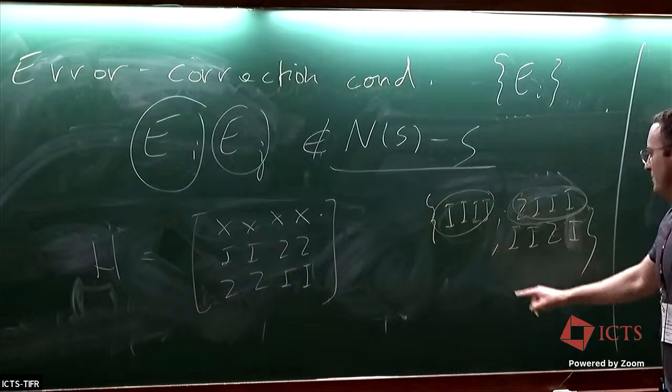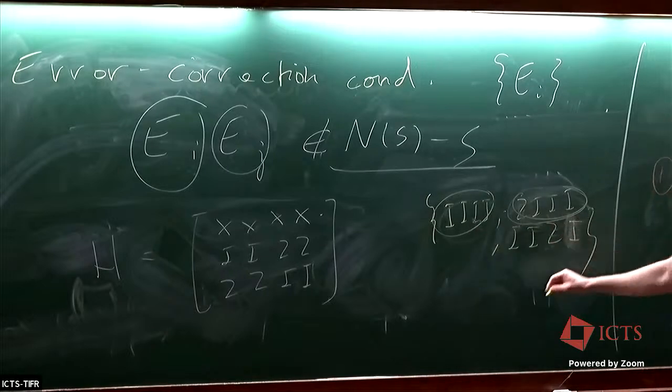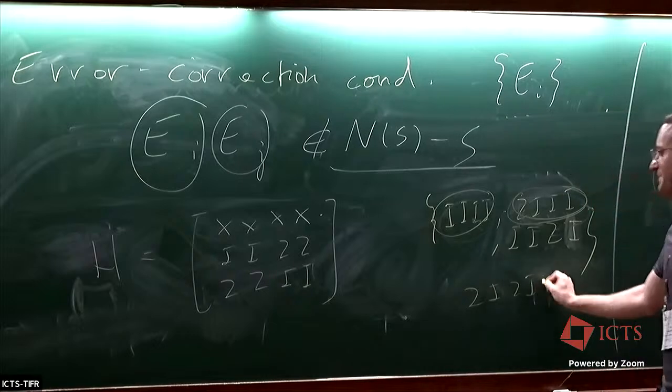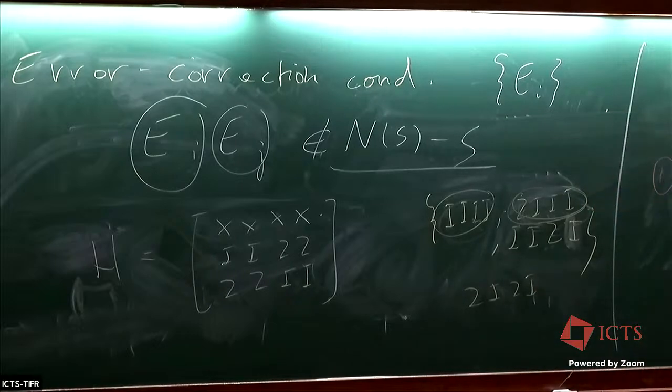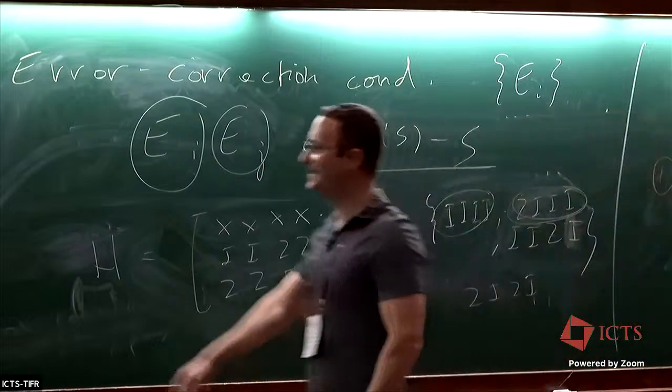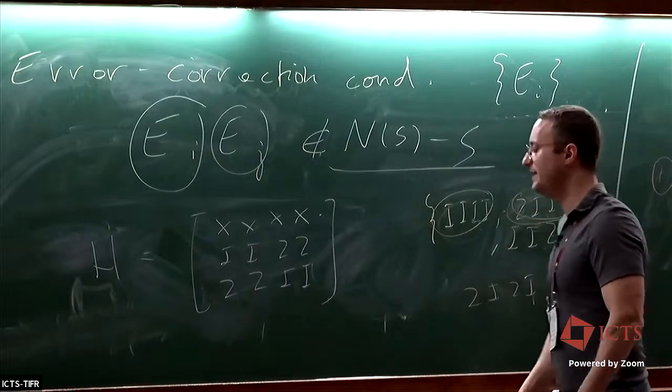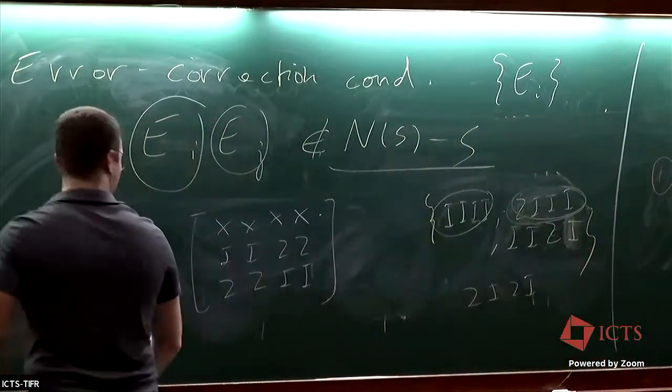Same with these two. But what about these two? If I multiply these two, I get ZI, ZI. What about this? It commutes with all check operators, but it's not the check operator, right? This is the one, it's this guy. So this set is detectable, but it's not correctable.